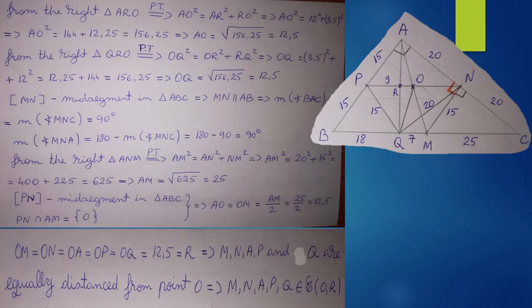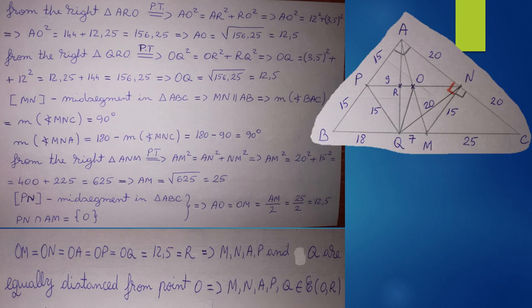PN is mid-segment in ABC triangle, and PN intersected with AM is point O. From these two statements results that AO is equal to OM, which is equal to half of AM, which is equal to 25 divided by 2, which is equal to 12.5.